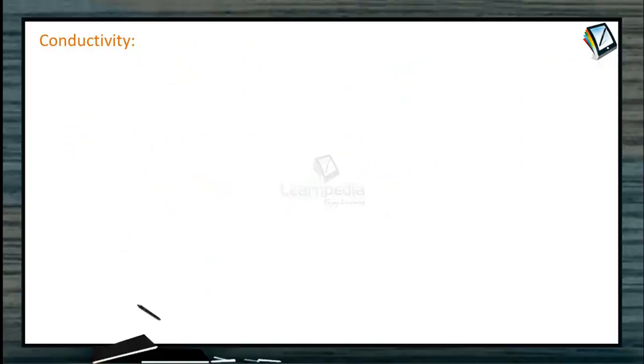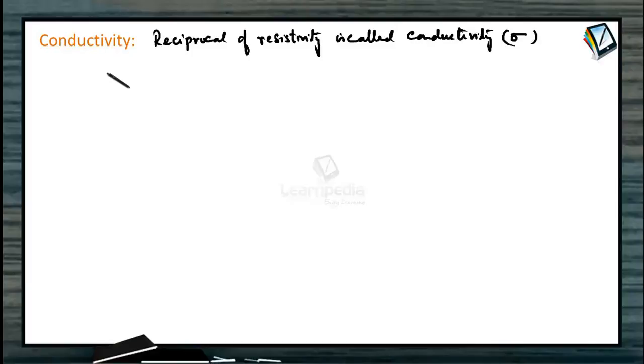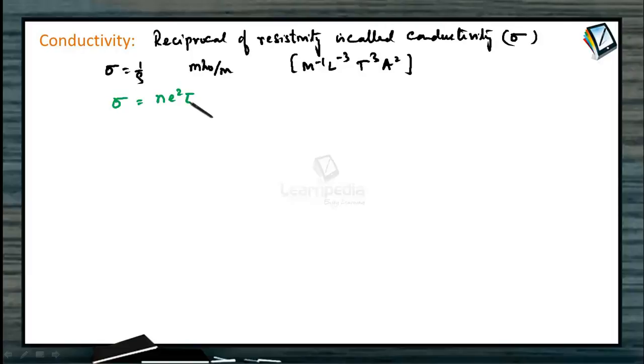Next, conductivity. Reciprocal of resistivity is called conductivity. It is given by sigma, so sigma is equal to 1 by rho. Its unit will be mho per meter. Dimension formula M inverse L to the power minus 3 T cube A square. So conductivity is the inverse of resistivity. So sigma we can write as n E square tau divided by m, since rho we got as m by n E square tau. Here it is reciprocal, so immediately we can invert. It depends on relaxation time tau and n.